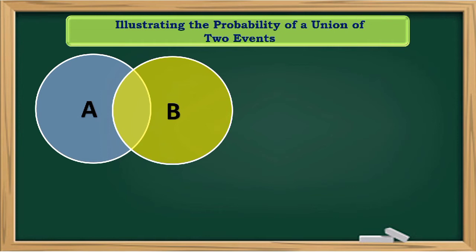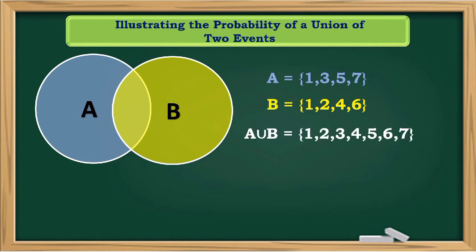So let's take this example. We have set A, which has elements 1, 3, 5, and 7, and set B has elements 1, 2, 4, and 6. Then A union B is equal to the elements 1, 2, 3, 4, 5, 6, and 7.